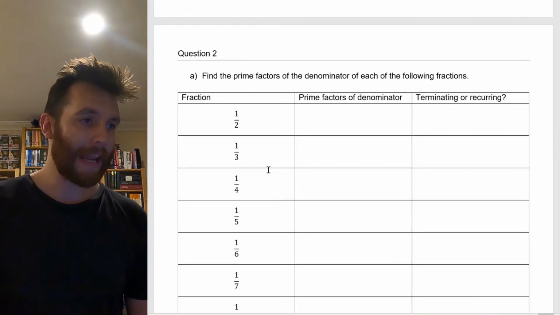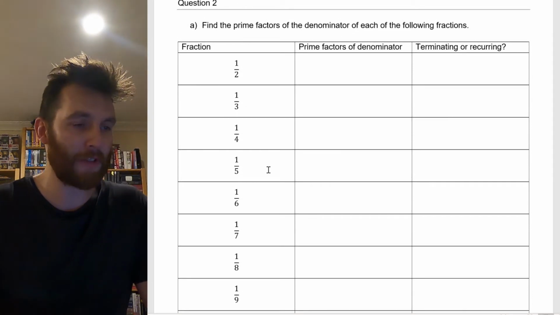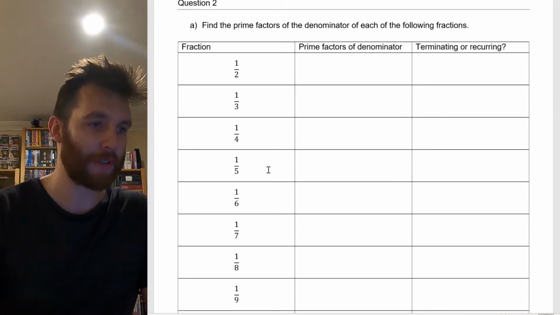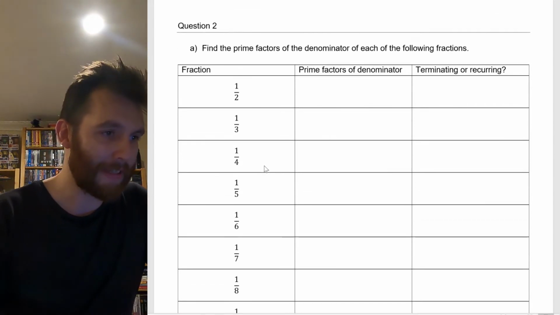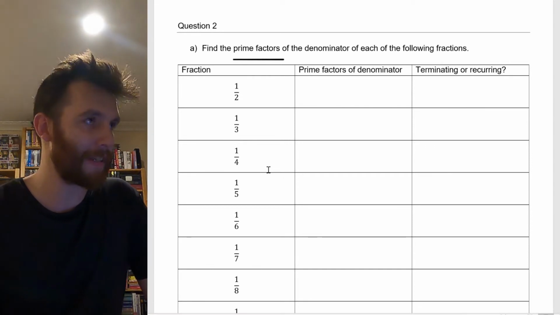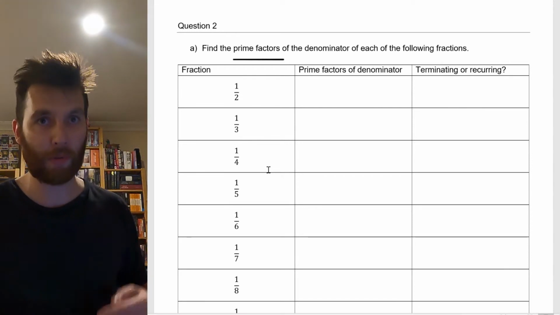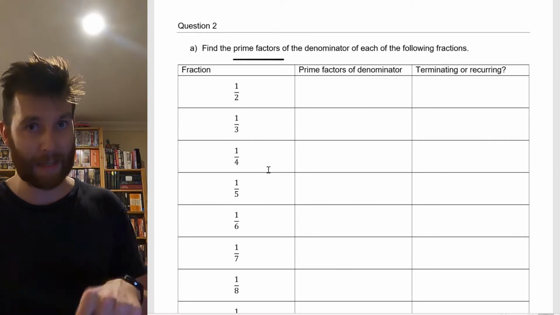Okay. This next one, we need to find the prime factors of the denominator for each of the following fractions. Okay, so there's a couple of words to point out there. Prime factors, well, factors are numbers that can fit into another number. So the factors of 12, for example, are all the numbers that fit into 12. So 1, 2, 3, 4, 6, and 12.